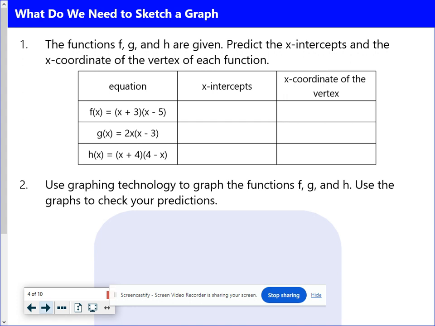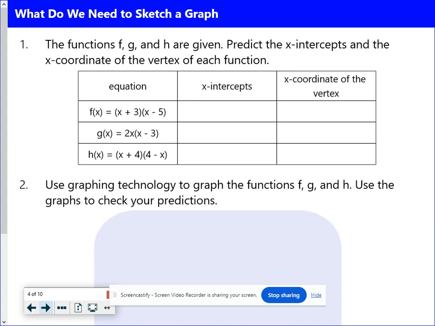Okay, so would you please turn the page to page 96 then? And we're going to talk about what we need so that we can actually sketch a graph. We've got 3 different equations, 3 different functions given here, f, g, and h. We're supposed to predict. We shouldn't have to be guessing here, though. We know we can find the x-intercepts of each one of these functions. And then we should also be able to find the x-coordinate of the vertex of each of them. They're not even asking us to find the actual vertex. They're just asking us to find the x-coordinate of that.